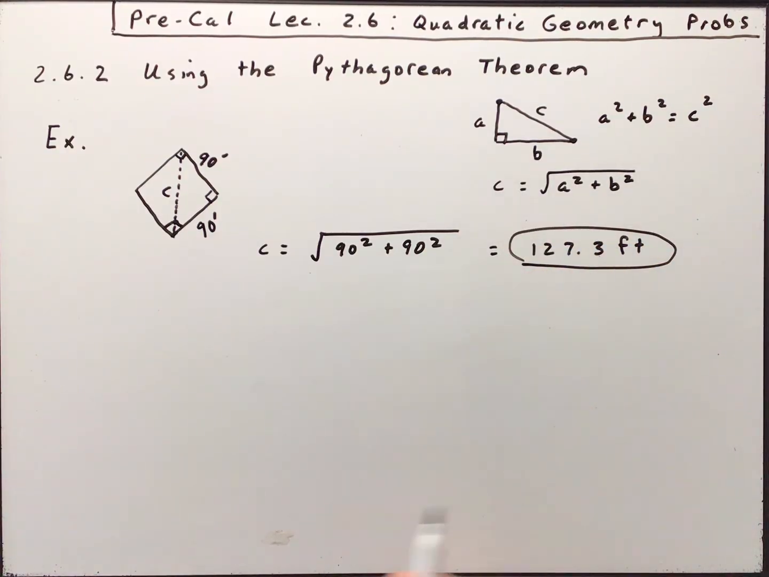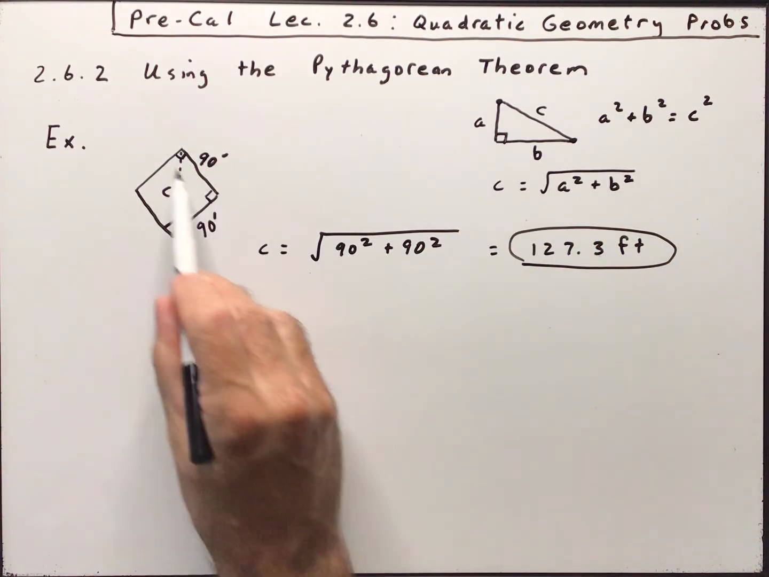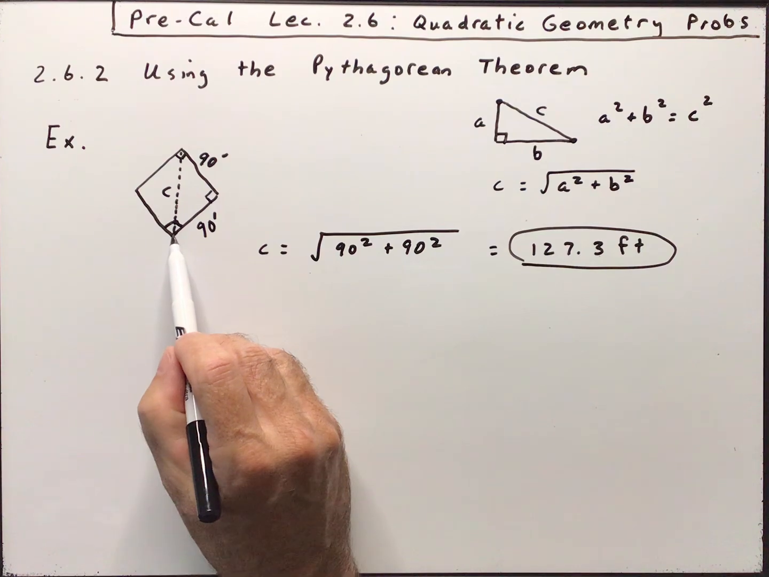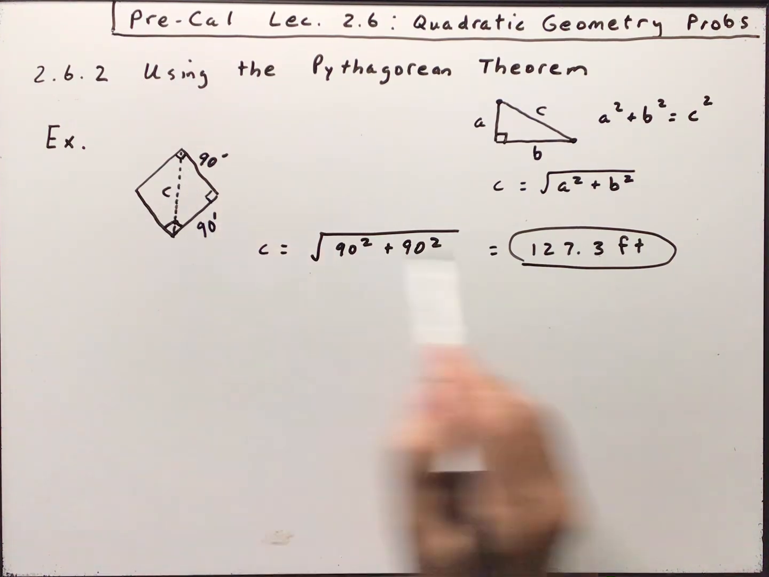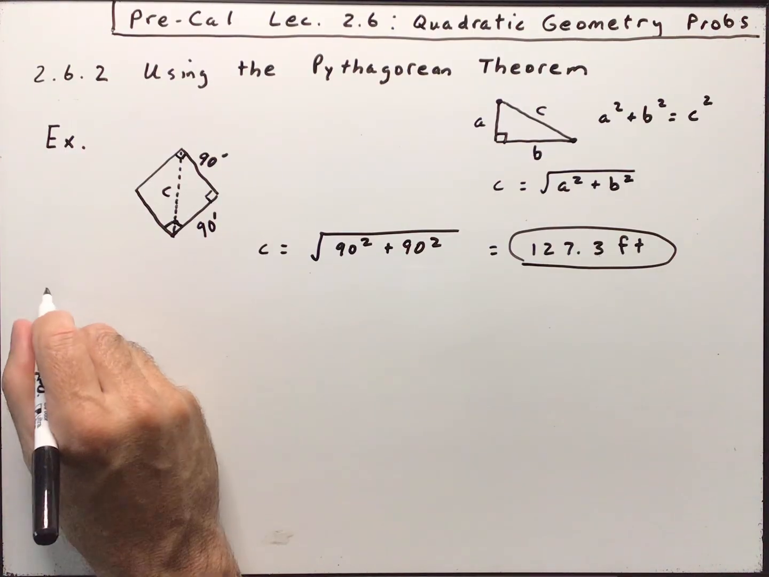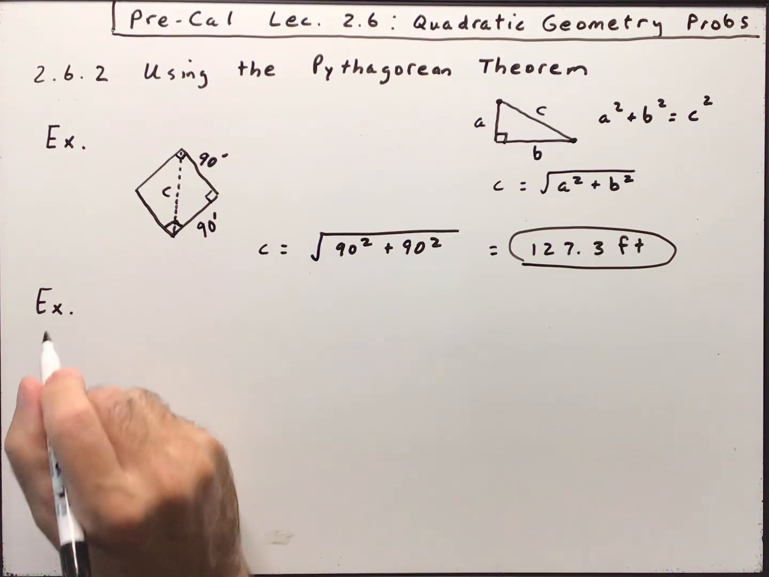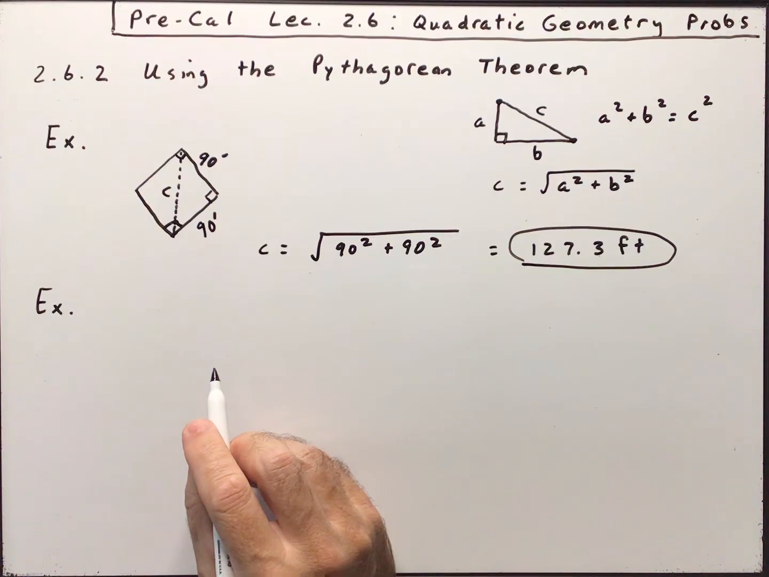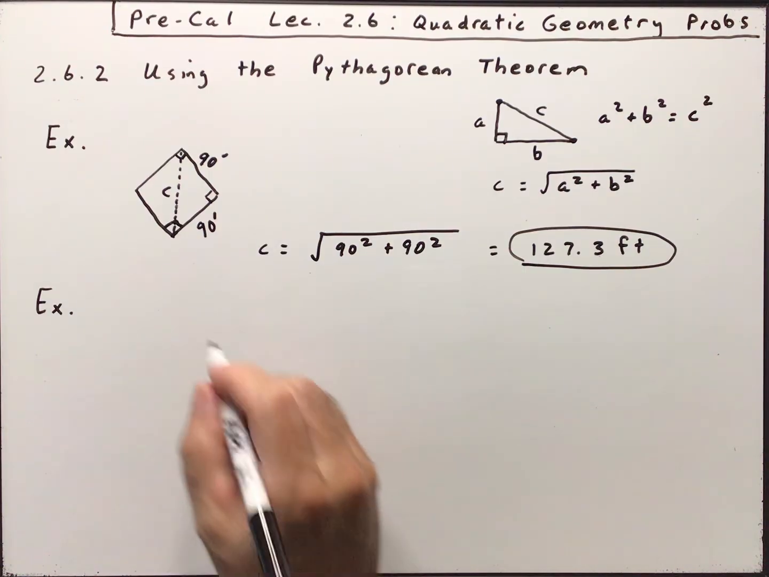And there you have it. So that's how far it is if somebody's trying to steal second base, the catcher has to throw from home plate to second base, 127.3 feet. All right, the next question says an equilateral triangle has a height of 8 centimeters. Find the length of each side.